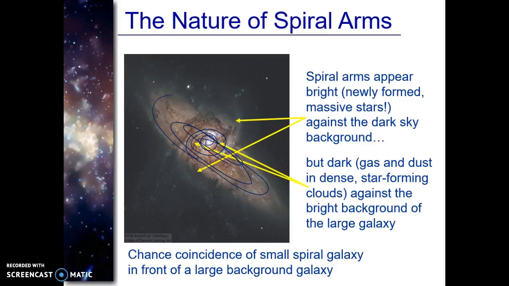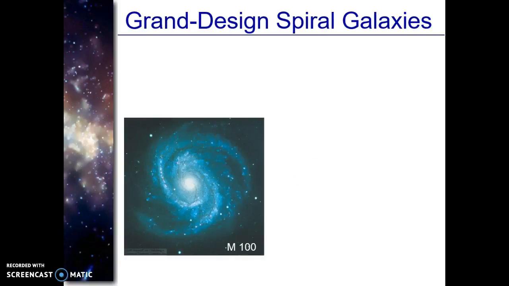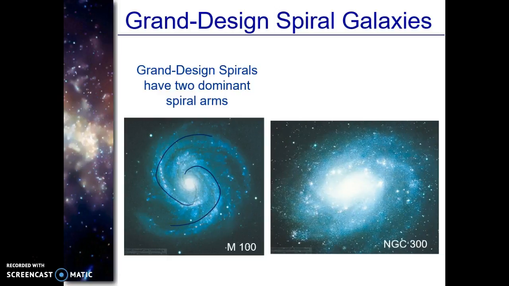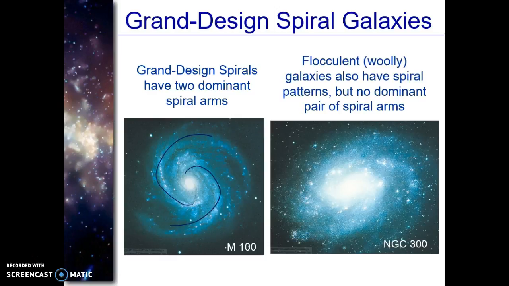Okay, all right. Let's see, spiral galaxies. Grand design galaxies have two dominant spiral arms. So here's one, and here is the other. Two dominant spiral arms. The flocculent or woolly galaxies have spiral patterns, but no dominant pair of spiral arms. So you can kind of see the spiral coming out of it, but you don't really see the dominant spiral arms like you do in the grand design spirals.